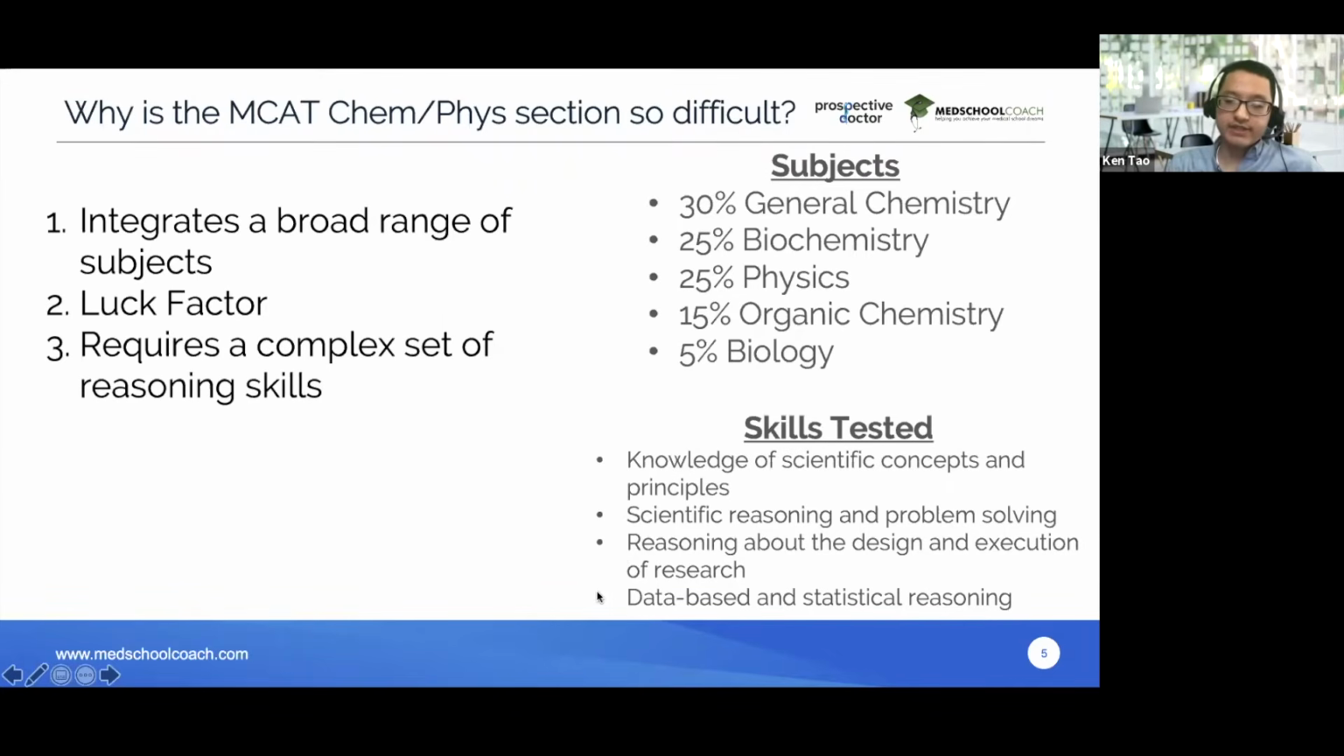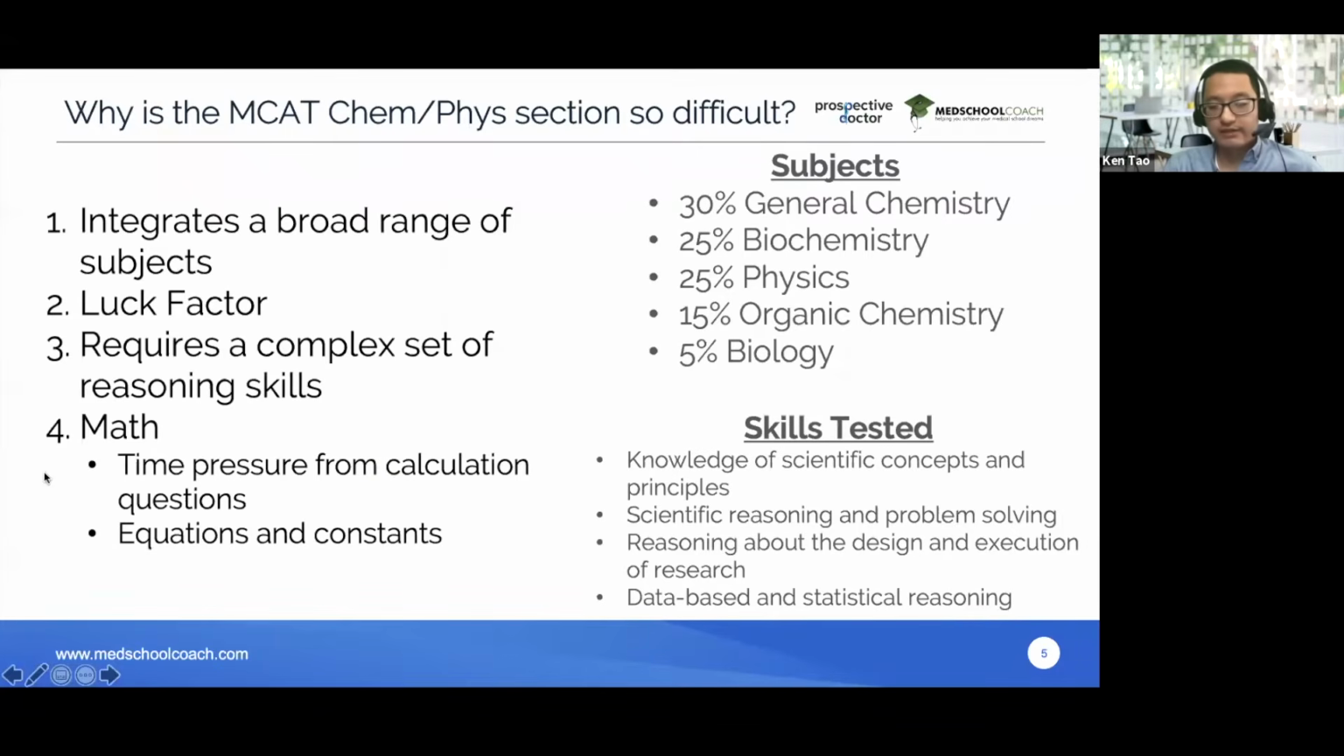And the last skill is data-based and statistical reasoning. So in this case, the AAMC is going to present you a figure or a table of some sort, and you're expected to be able to look at that data and be able to come to some kind of conclusion of what exactly the data is saying.